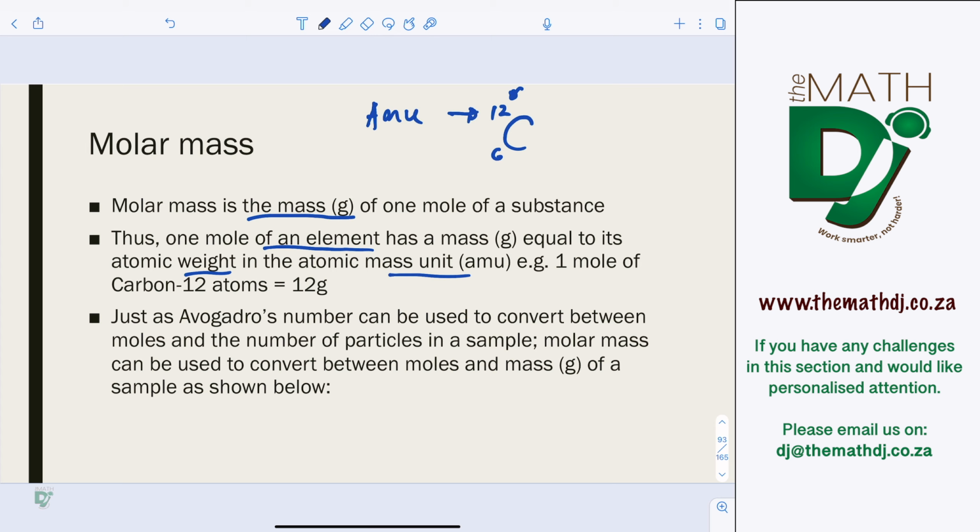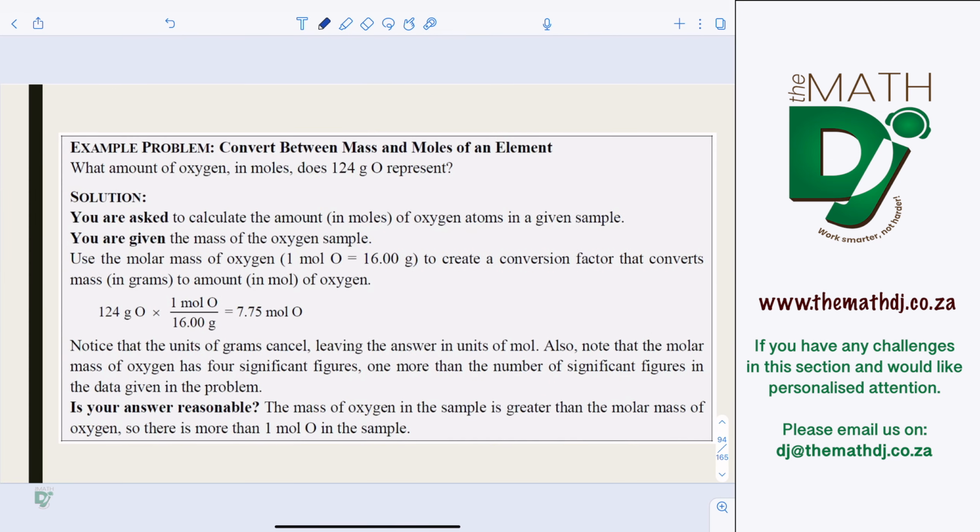So in that case, we can move on to the third point. Just as Avogadro's number can be used to convert between moles and the number of particles in a sample, molar mass can be used to convert between moles and mass of a sample, as shown below. So this is an example: convert mass and moles of an element. What amount of oxygen in moles does 124 grams of oxygen represent?